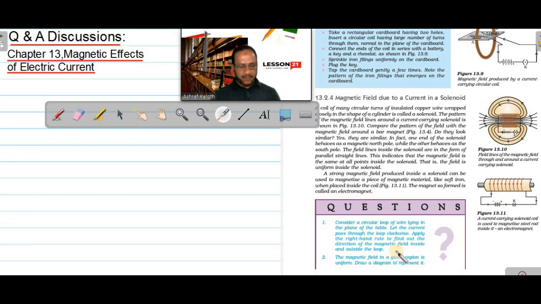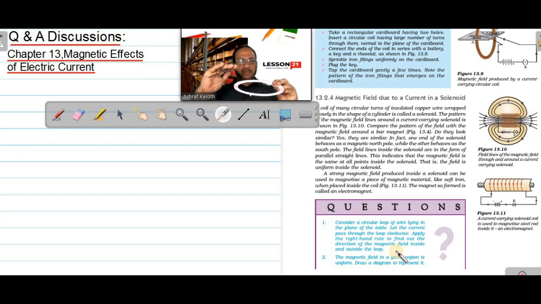For example, you can consider like this. Suppose this is the loop. Imagine this as the current carrying circular loop, lying on the table. If the current is flowing clockwise, for me the clock direction is this way. The current is flowing in this direction, clockwise.